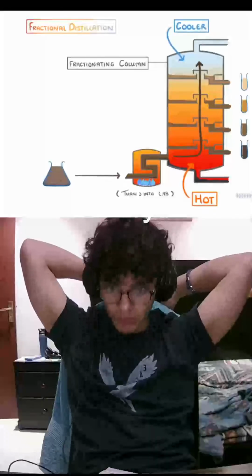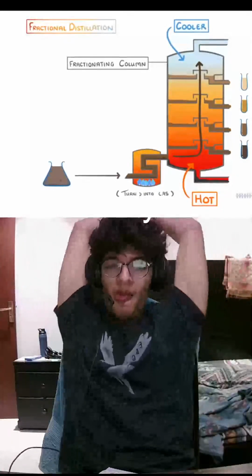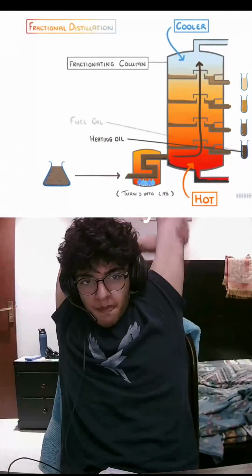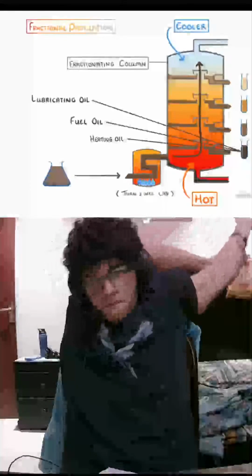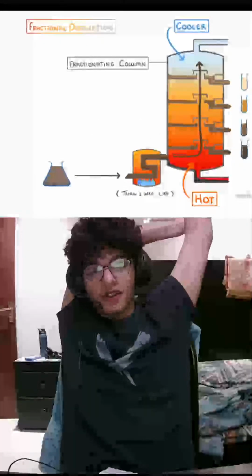These are things like bitumen, which we use to surface our roads, and heavy fuel oil, which can be separated further and used for things like heating oil, fuel oil or lubricating oil.